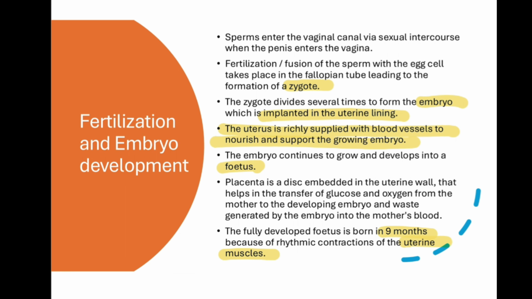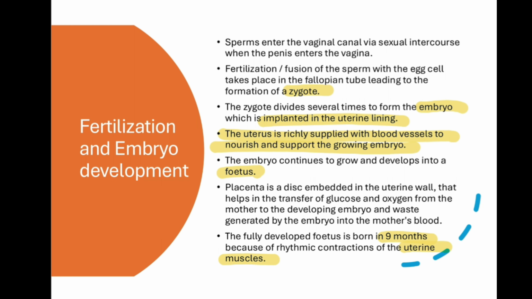To sum it up, sperms enter the vaginal canal via sexual intercourse. Fertilization or fusion of the sperm with the egg cell takes place in the fallopian tube or oviduct, leading to the formation of a zygote. The zygote undergoes several divisions to form the embryo, which is implanted in the uterine lining. The uterus is richly supplied with blood vessels to nourish and support the growing embryo. The embryo continues to grow and develops into a fetus.